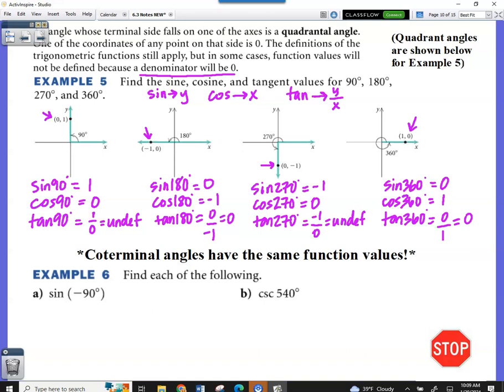Oh. All right. Coterminal angles have the same function values. So if I had said, what's the sine, cosine, tan of 0, you would have said these exact same answers. Okay. Come down here. Find the sine of, now don't find all 6. Just tell me the sine of -90. These are extra problems. Tell me the cosecant of 540. Tell me the sine of -90 and the cosecant of 540.